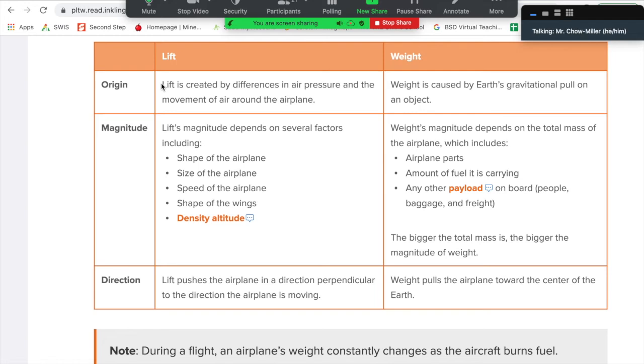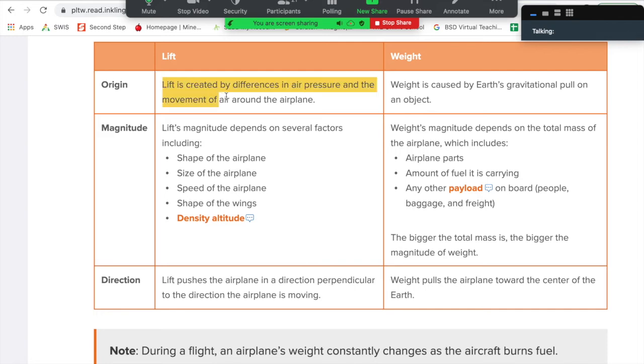There is an entire chart here to explain what they are. Lift is created by the difference in air pressure and the movement of air around the airplane. So, lift happens because of something called Bernoulli's principle. They changed this course this year to not do a full explanation of Bernoulli's principle. If anybody wants to know more about it, they're welcome to ask me about it.